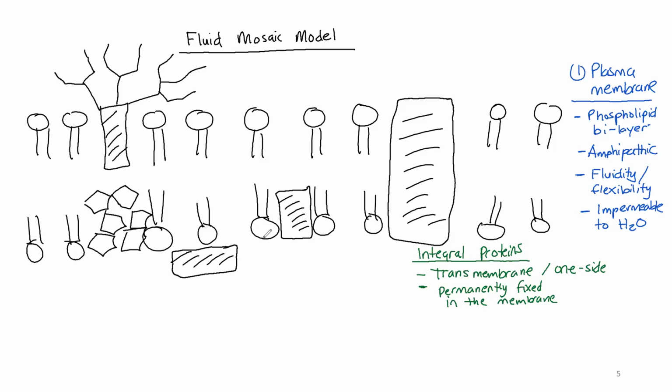Other proteins here are peripheral proteins. Let's use another color here. So, peripheral proteins. Peripheral proteins are not so fixed. They're usually on the cytosolic side, and that's this one, by the way, just to avoid confusion. Usually on the cytosolic side.